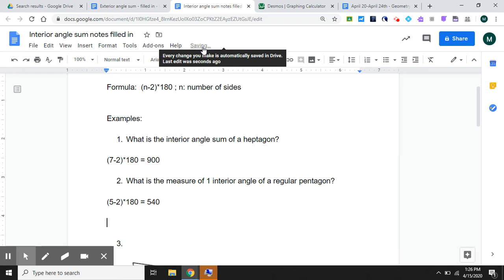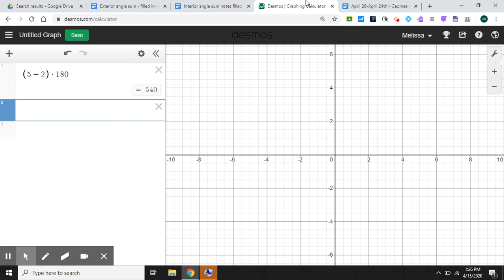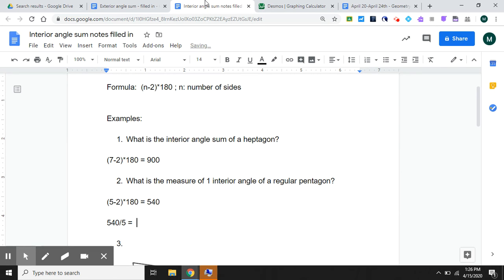Now, my question is, what's the measure of one interior angle of a regular pentagon? A pentagon has 5 sides, which means it also has 5 angles. So if I do 540 divided by 5, and again, I can pop that into Desmos, it gives me 108 degrees. So each angle in a regular pentagon is going to be 108 degrees.